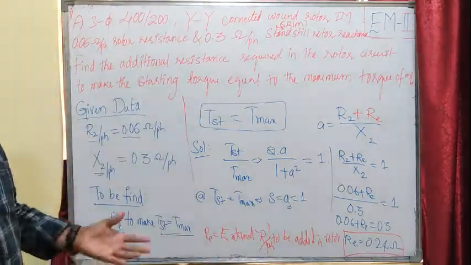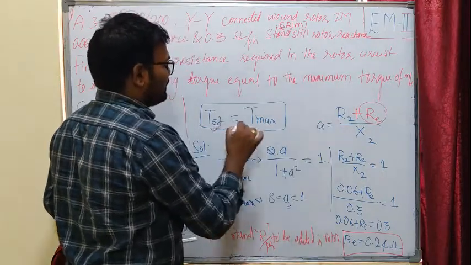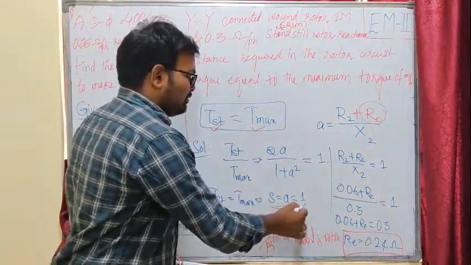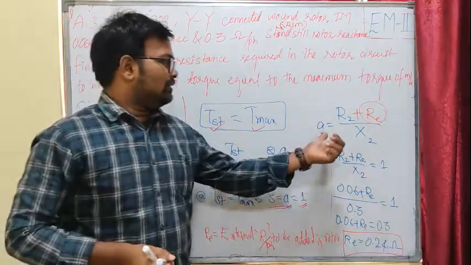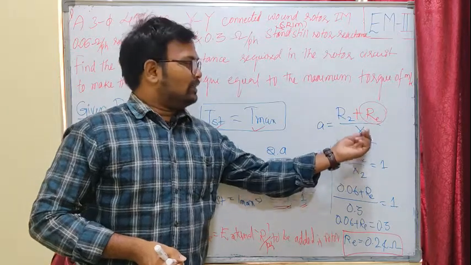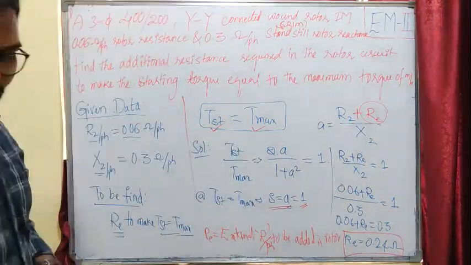So this is the idea. We have to find out the external resistance to make our starting torque equal to maximum torque. So at the starting torque, our slip is 1. In order to get maximum torque at starting, we need to equate R2 plus Re equal to X2. That's why we are adding external resistance to make the ratio equal. So this is one question.